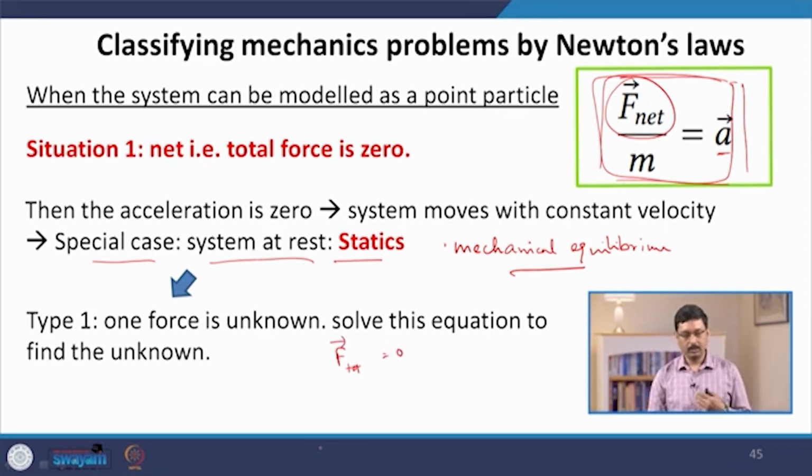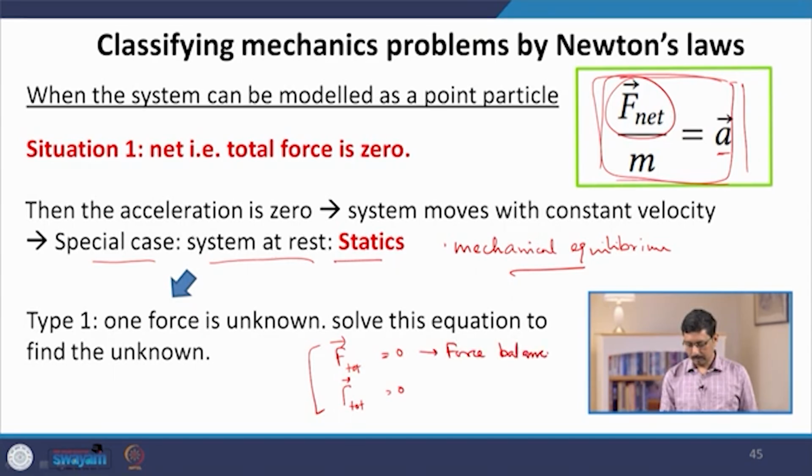We shall see in more detail in the coming few lectures that you need an additional condition, that the total torque is also equal to 0. So, this gives you two equations if you add the torque condition. This is called the force balance, and this is the torque balance. So, you have two equations, so at most you can have two unknown forces. Solve these equations to find the unknowns. This is the typical problem.